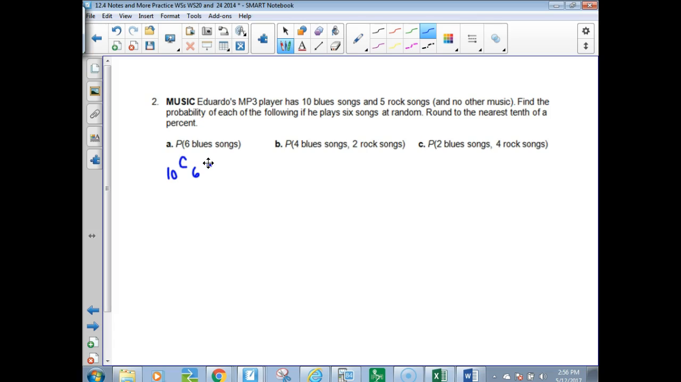He's not going to take any of his rock songs, so that means 5C0, and you know that's 1. So it can save you some typing. Divided by how many songs in all? He only has 15 songs on his MP3 player.